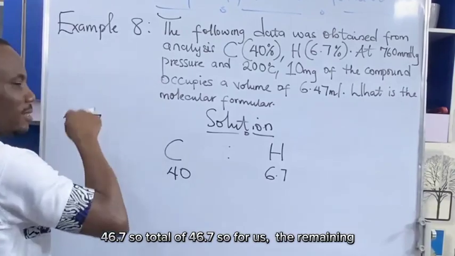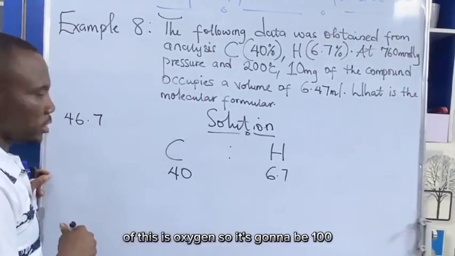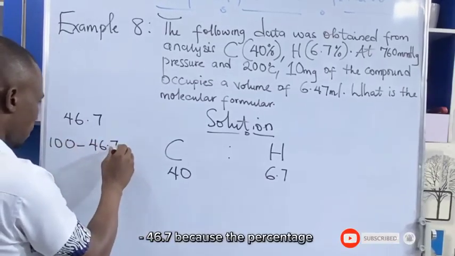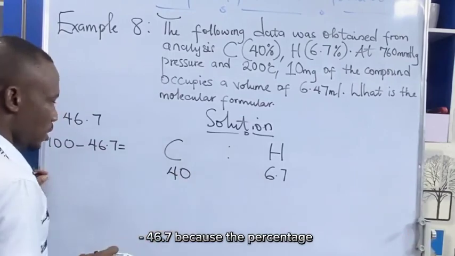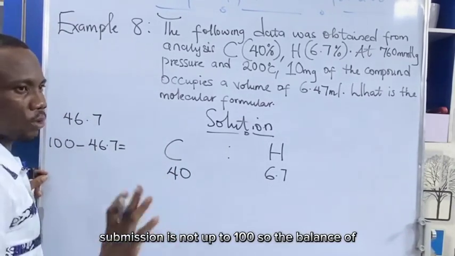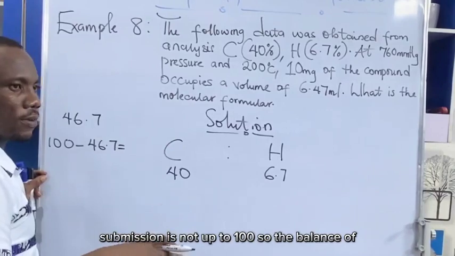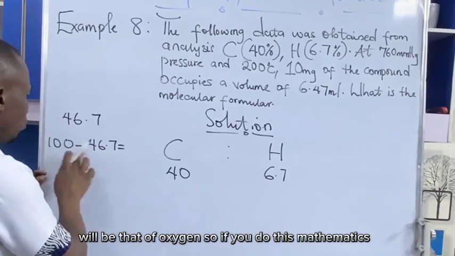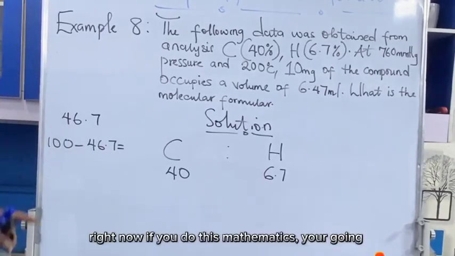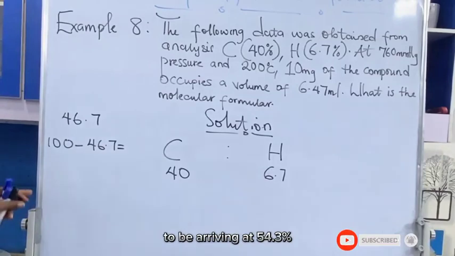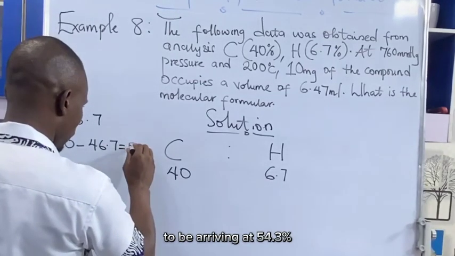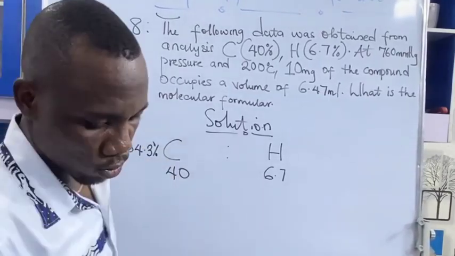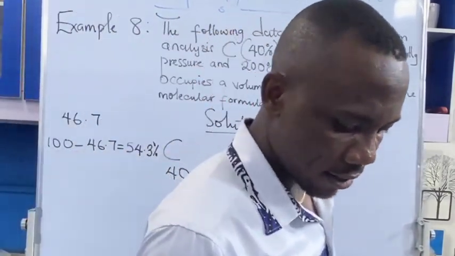So for us, the remainder is oxygen. It's going to be 100 minus 46.7, because this percentage summation is not up to 100. So the balance that will make it up to 100 will be that of oxygen. If you do this mathematics, you are going to arrive at 54.3%. So that equals oxygen automatically.